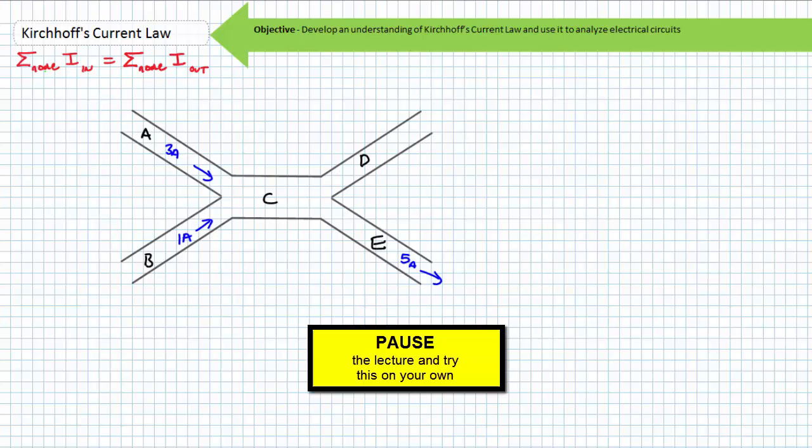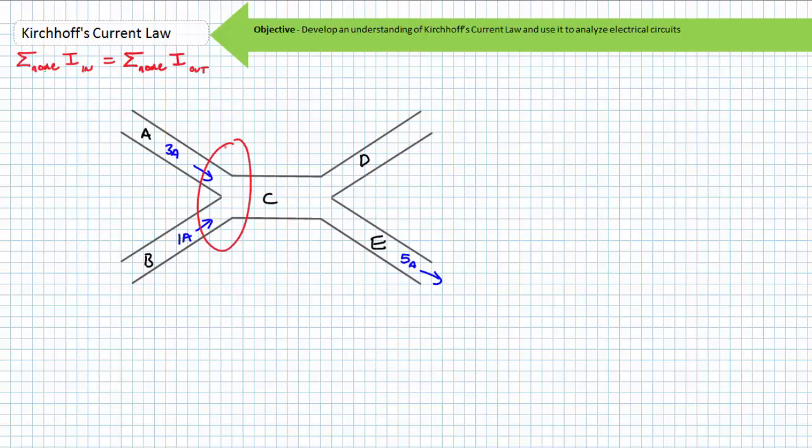By all means, pause the lecture and take a shot at this. KCL calculations are trivial addition and subtraction problems only, and this example requires absolutely no knowledge of electrical theory other than a basic understanding of what goes in must come out. At this junction, pipe A and pipe B are supplying respectively 3 amps and 1 amp of current into pipe C for a total of 4 amps. If 5 amps of current is pouring out of pipe E, it must mean that an additional 1 amp of current is being input via pipe D.